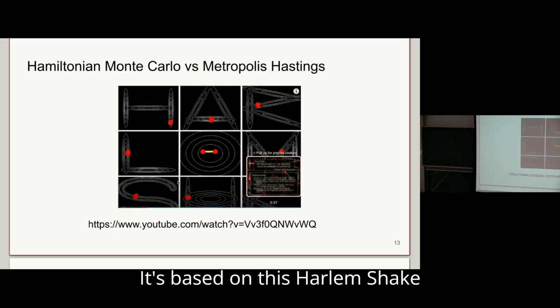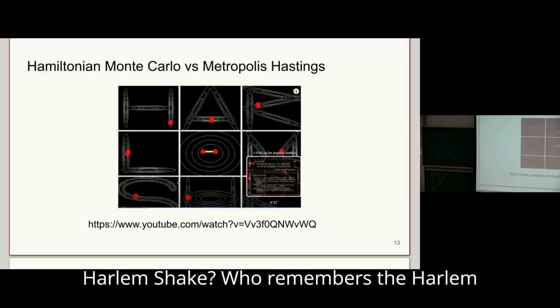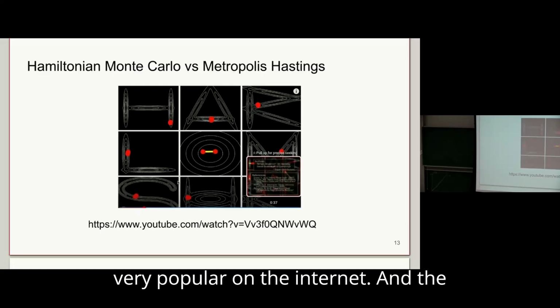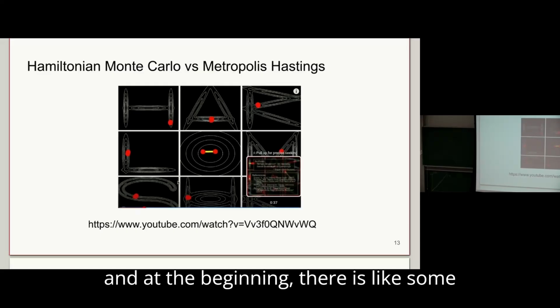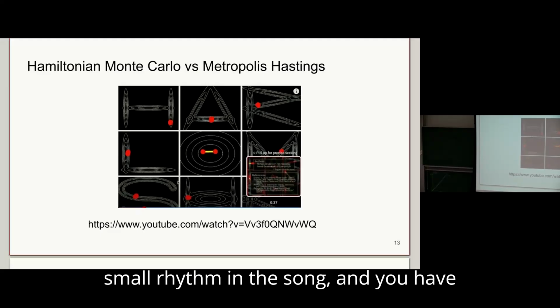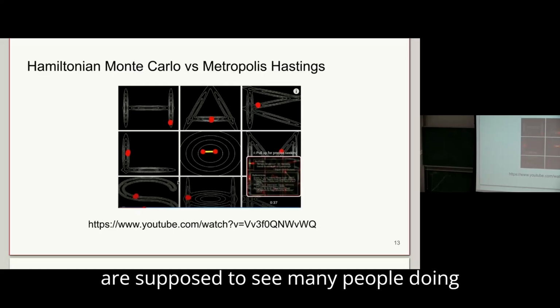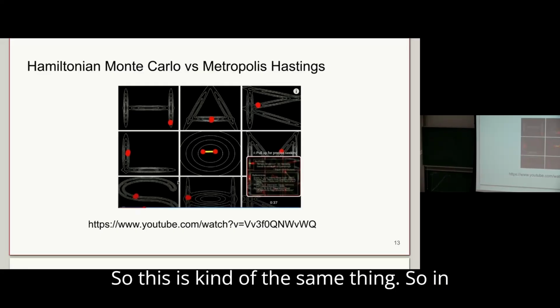It's based on this Harlem Shake meme video. Do you remember the Harlem Shake? Who remembers this Harlem Shake? These were videos that became very popular on the internet, and the idea is that you had this song, and at the beginning there is some small rhythm in the song, and you have some people in the video doing something, and then the music changes, and then you were supposed to see many people doing crazy things when the music changes, okay? So this is kind of the same thing.